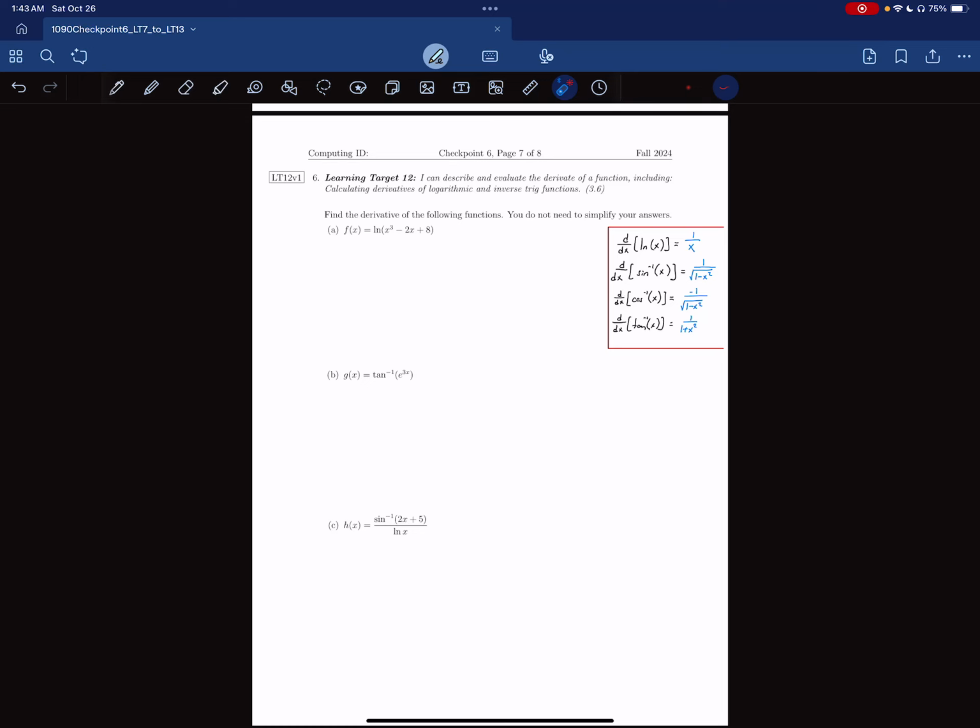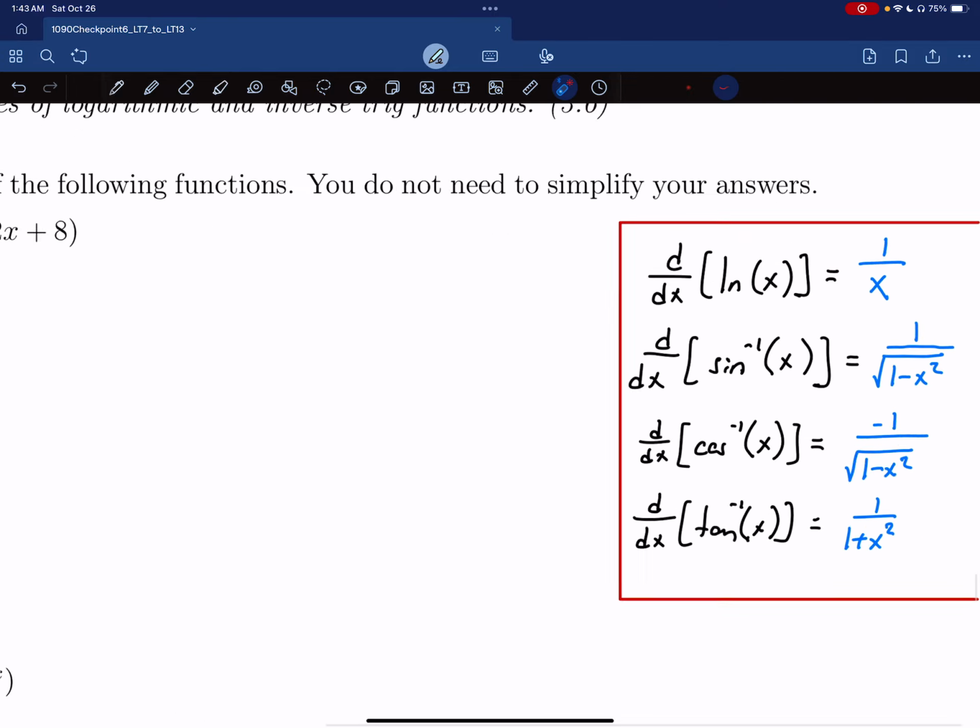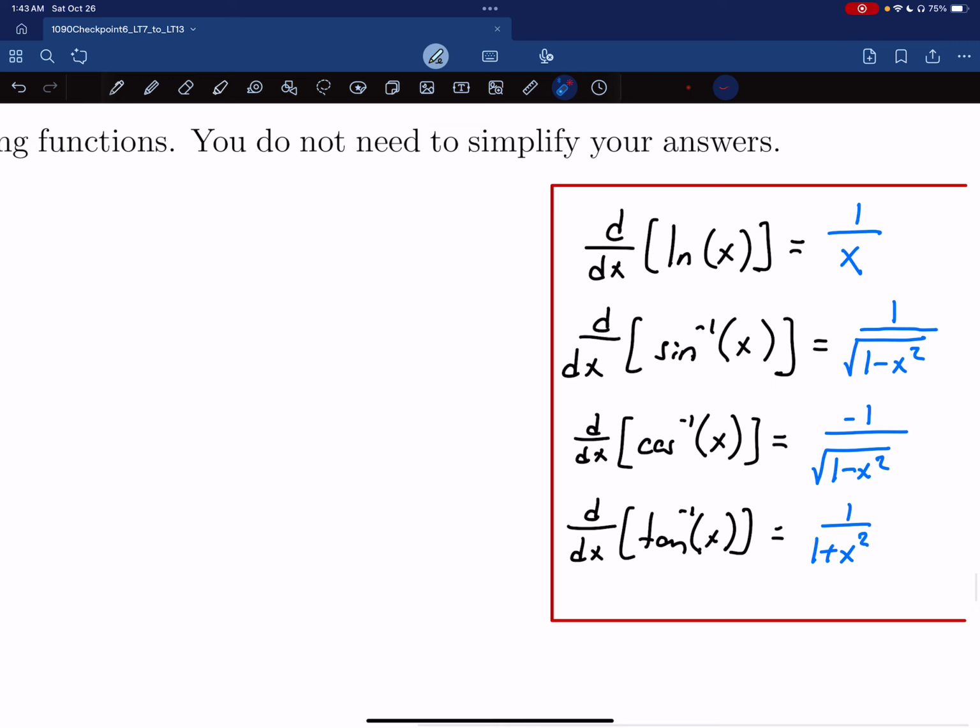Hey everybody, today I will be going over the derivatives of the logarithmic and inverse trig functions. So to start off, I have a few of these definitions here for the derivatives of logarithmic and inverse trig functions. Now these are things that you really want to work on memorizing for your future checkpoints and worksheets and assignments and everything else like that.